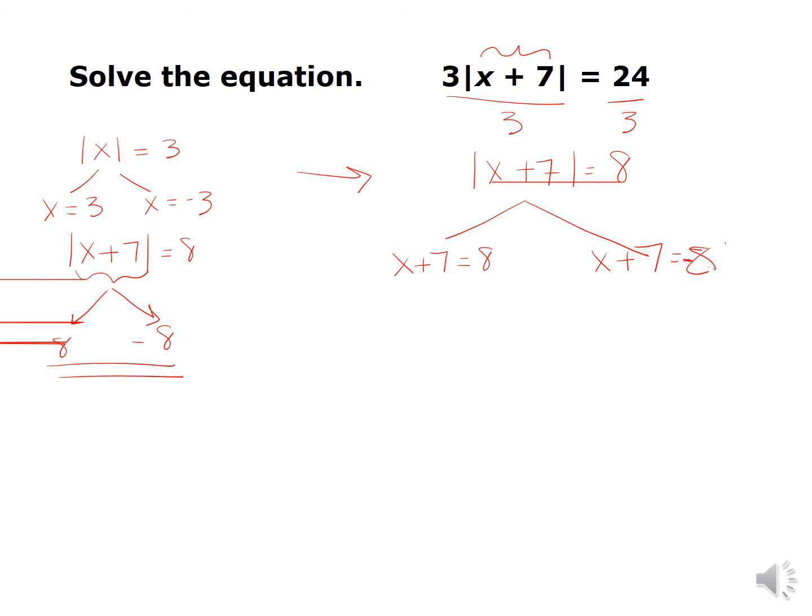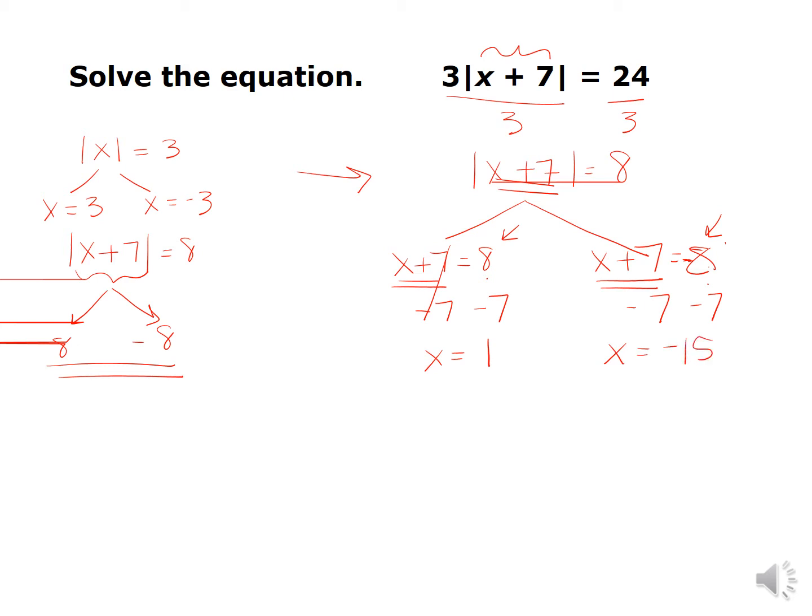Here's what you have to notice. This part is always the same as what's inside. Always. The only thing you're changing is the positive and the negative outcome. And now I'm going to subtract 7 on both sides. I get x equals 1. Subtract 7 on both sides, x equals negative 15.